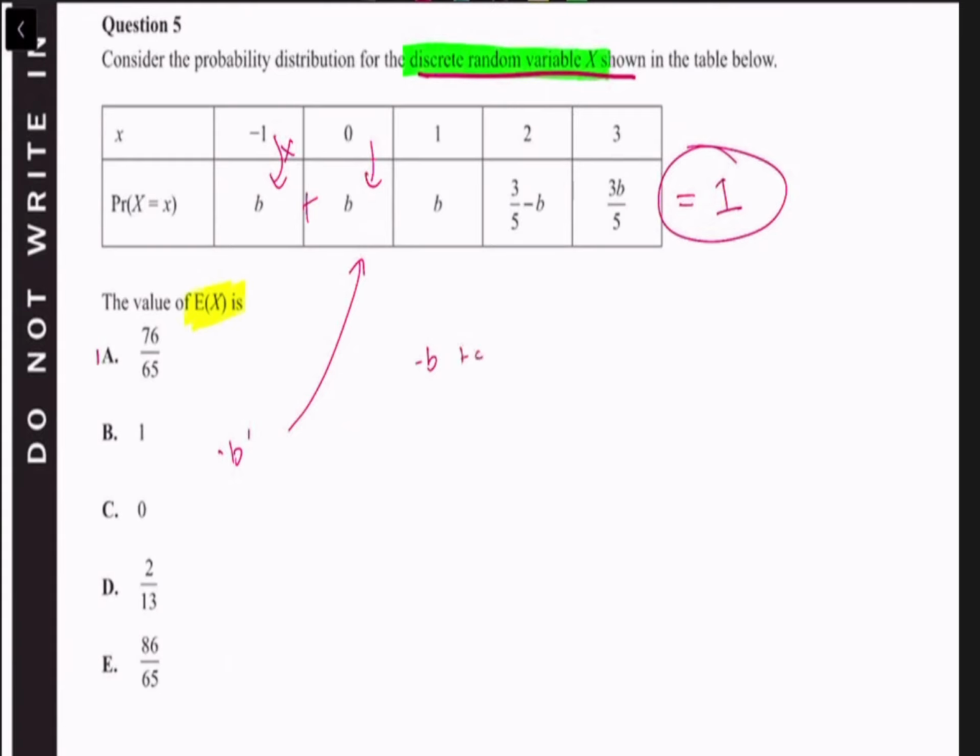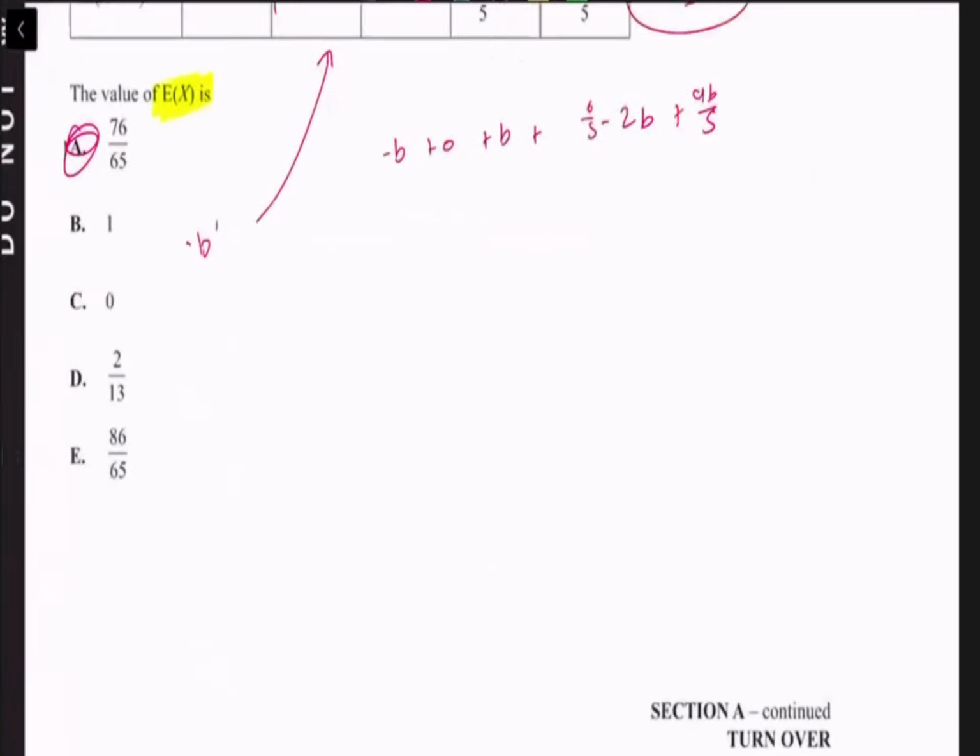So -B plus 0 plus B plus 6, 5 minus 2B plus 9B on 5. And just sub whatever value you get for B from here, and you should get A.